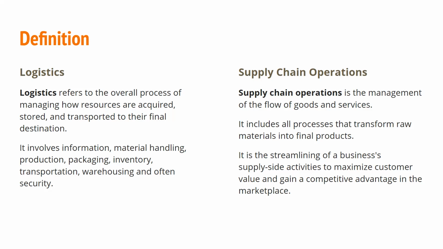So supply chain operations too. Here we're looking at the management of the flow of goods and services for the company. So we're looking at the processes that take our raw materials and change them into the final product. It also looks at not only the supply side but the distribution side as well, in terms of how you can maximize customer value, by ensuring you have no kinks in your supply chain or in your supply side activities that could result in you not being able to have something in stock or on the shelf. So that's the definition of logistics and supply chain operations.